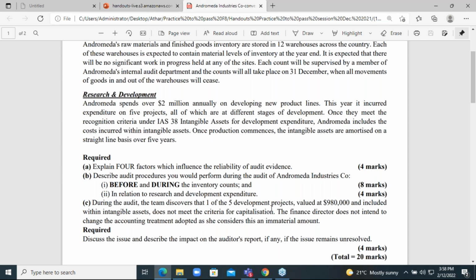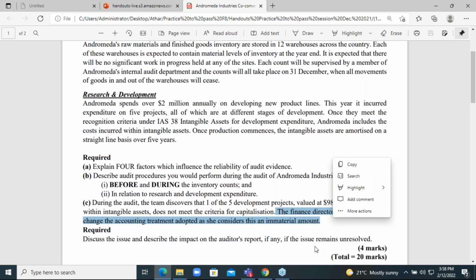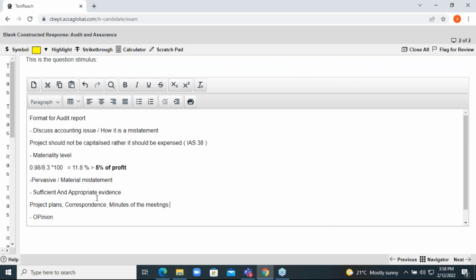The only logic that they have is that the finance director does not intend to change the accounting treatment adopted, as she considers this an immaterial amount. So according to them, this is immaterial. So there is no issue of sufficient appropriate evidence. We have sufficient appropriate evidence regarding this 11.8% of the profit misstatement, and it is a material misstatement.